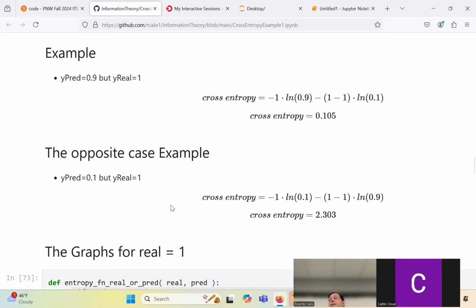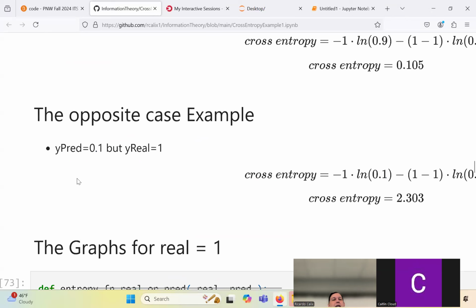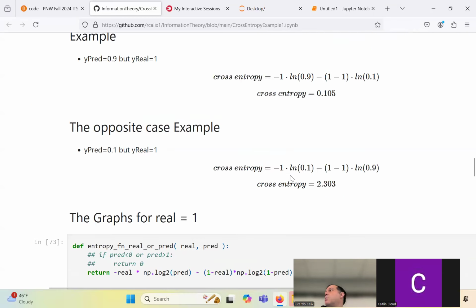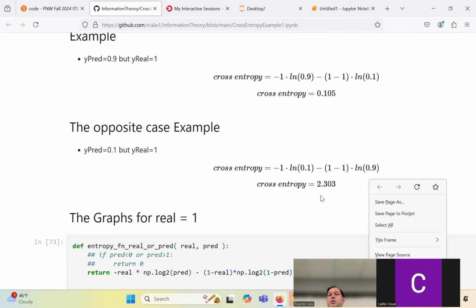Now let's take a look at the opposite case. So now let's say the Y real, which is the label, is a 1, which means what? It is a cat. But the neural network thinks it's a cat with a probability of 0.1, like 10% probability, right? So not so good. So we plug the numbers again. 1 is the label. It thinks it's a 0.1 versus 1 minus 1 is 0, the other label, and a 0.9. So what does that give you? It gives you a cross entropy of 2.3.